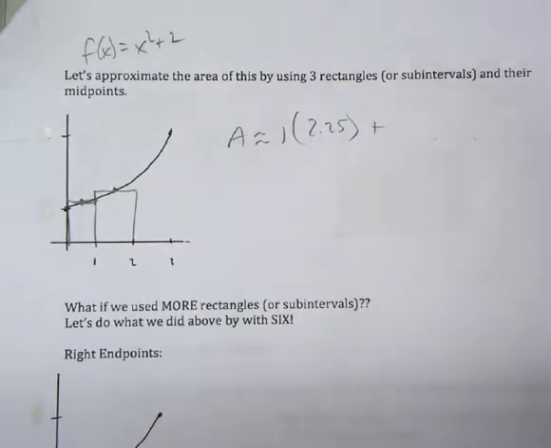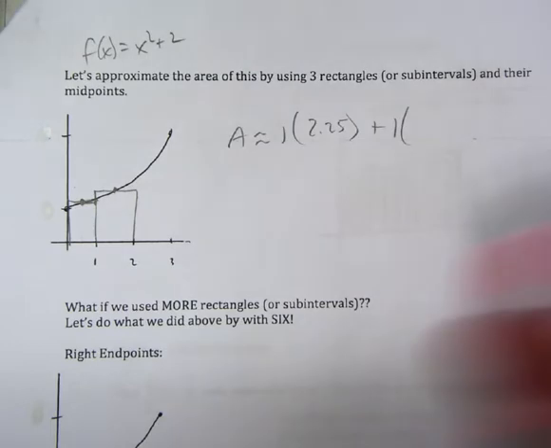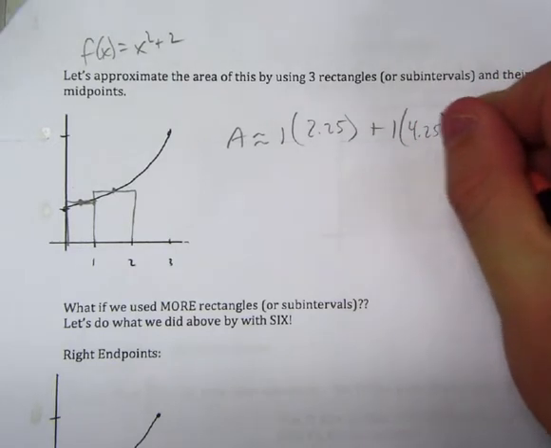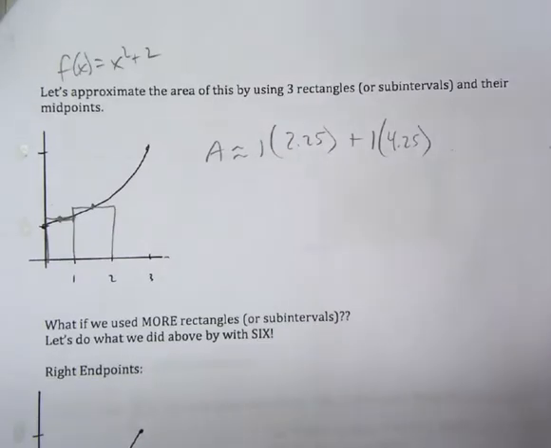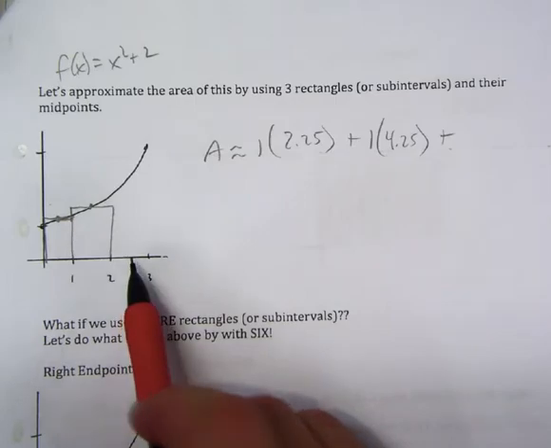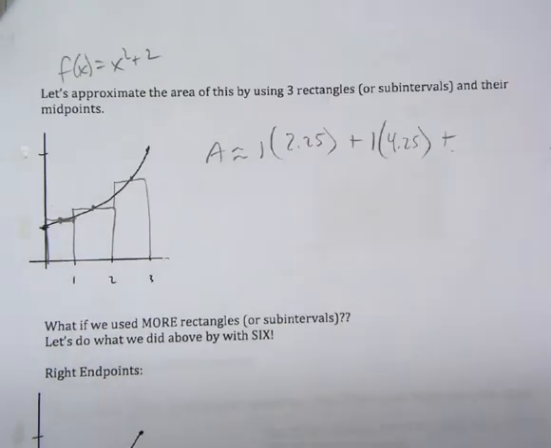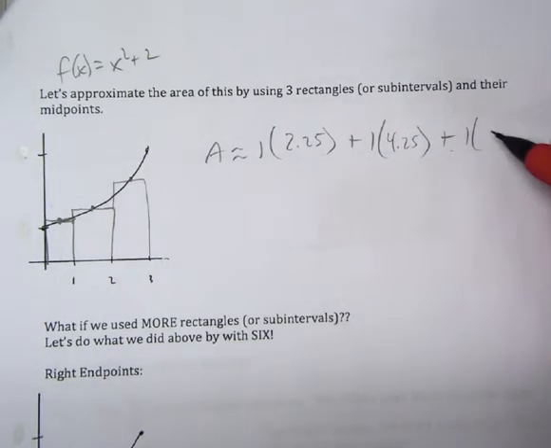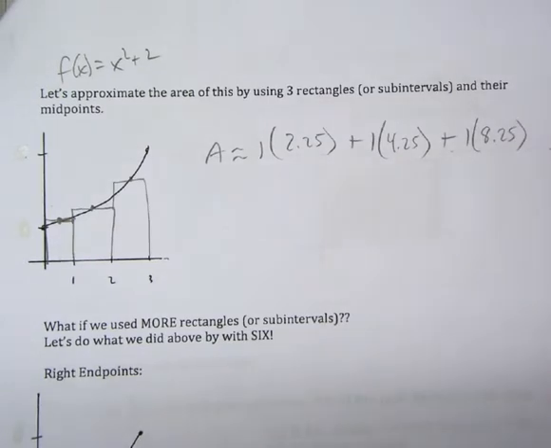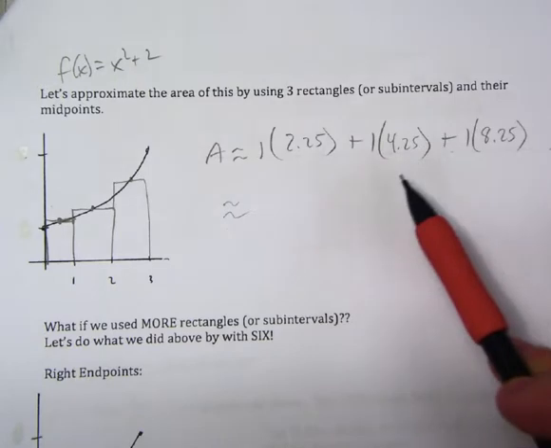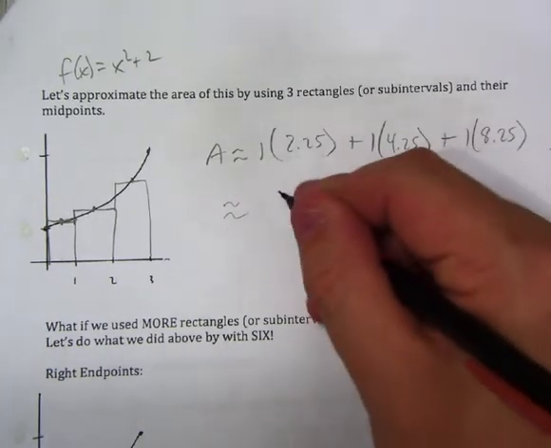So the width is still 1. But now I plug 1.5 into my function. 1.5 squared is 2.25, plus 2 is 4.25. And then plus, I hit at 2.5. So 1 times 8.25. And then I add those up. So that's 12.5, 14.75.